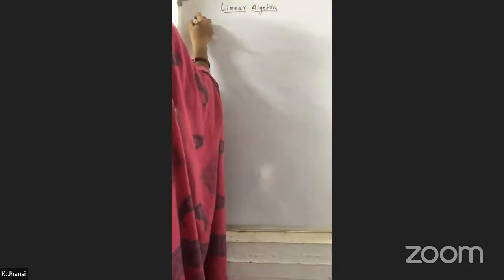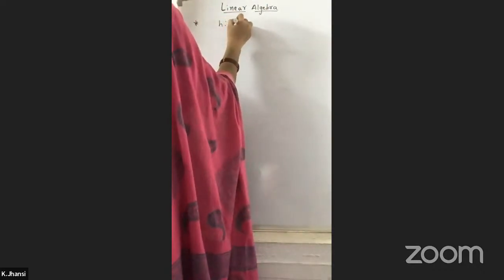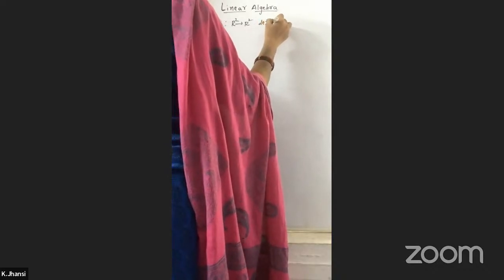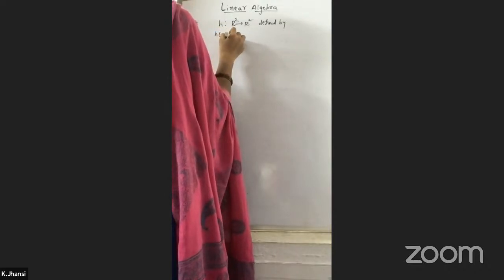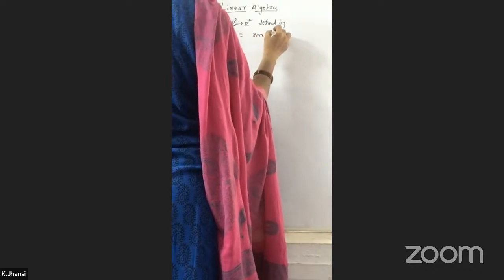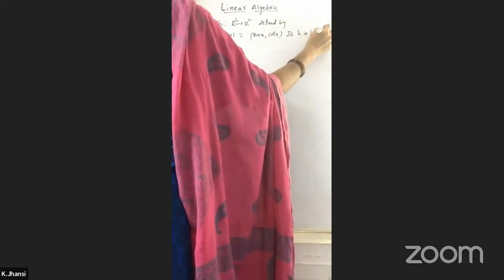Okay, here the transformation, the function is defined like this. H from R2 to R2 defined by H of x comma y is equal to sin x comma cos y. Is H a linear transformation? Okay, this is the question we have.